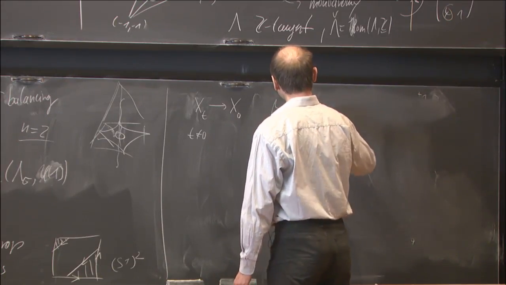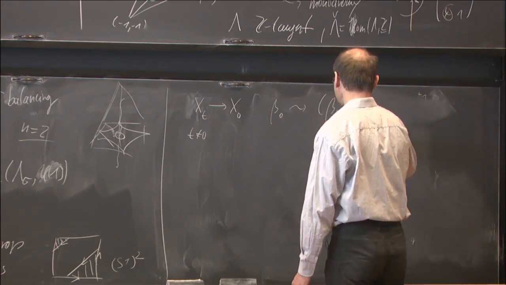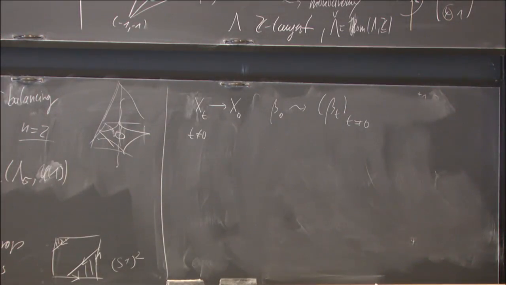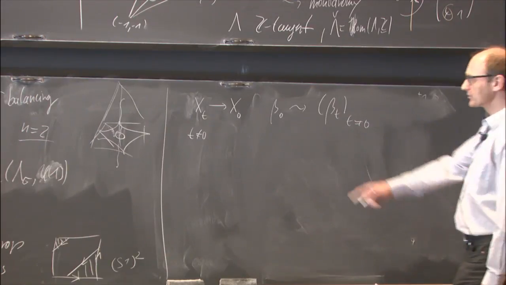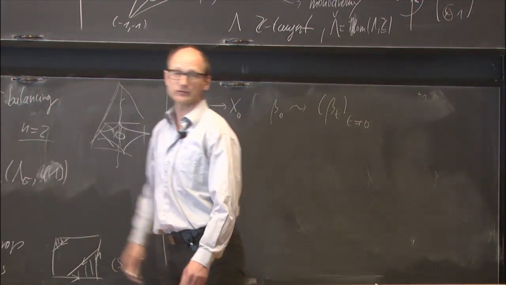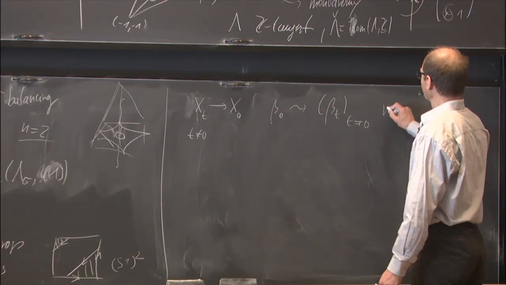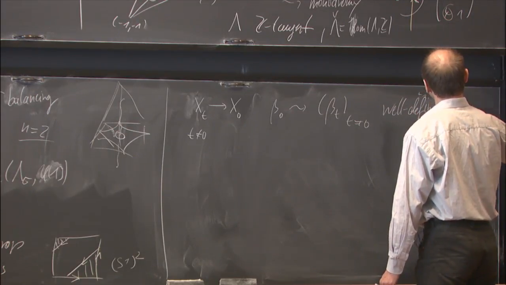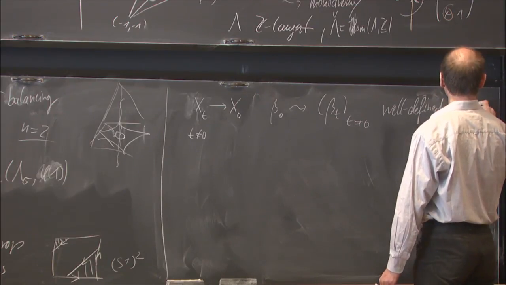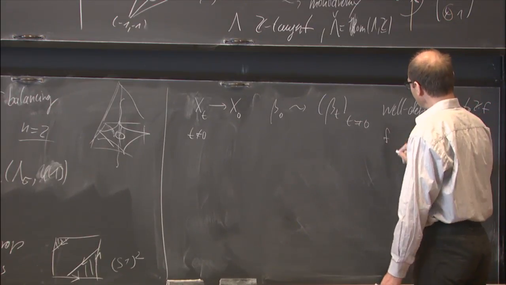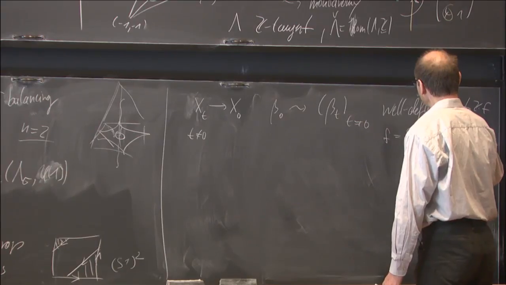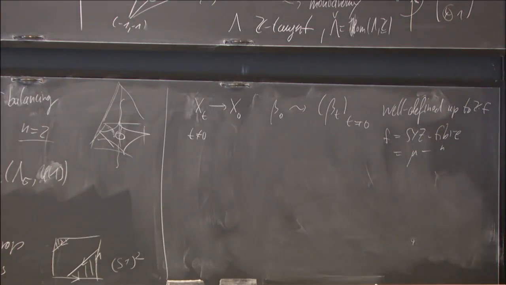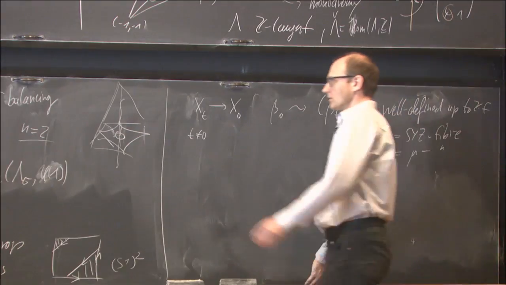So the beta 0 gives a whole family beta t for t non-zero, which I should admit is only well defined up to adding fibers of the SYZ fibration, fibers of the momentum map. So this is well defined up to z times f, and f is an SYZ fiber equals mu fiber.